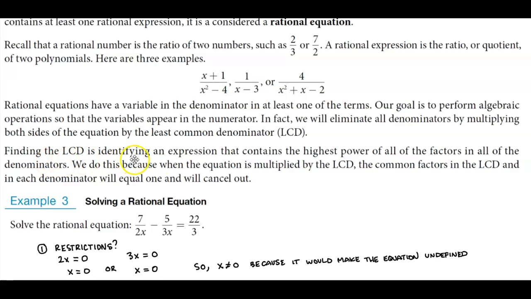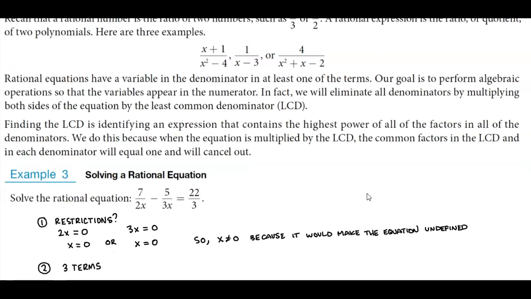Finding the LCD is identifying an expression that contains the highest power of all the factors in all of the denominators. We do this because when the equation is multiplied by the LCD, the common factors in the LCD and in each denominator will equal 1, and that will cancel it out.